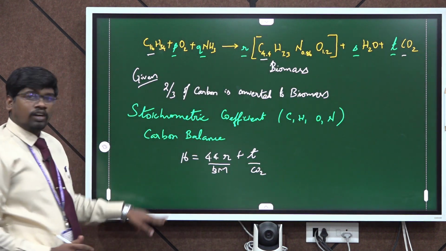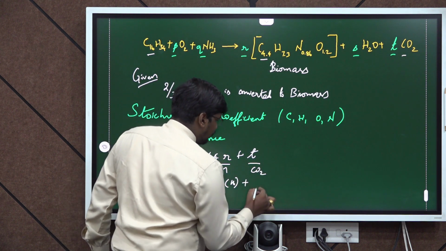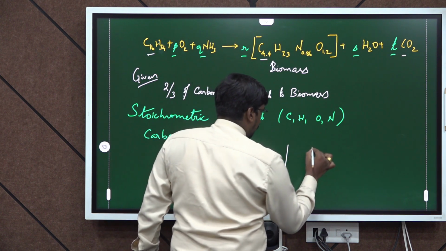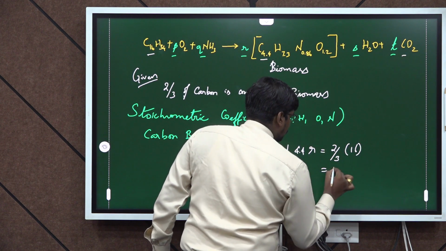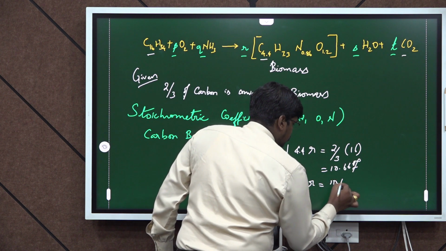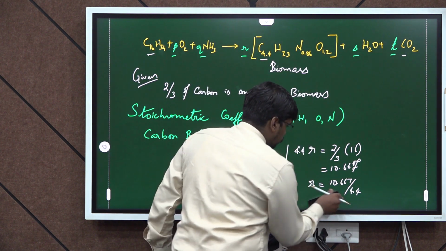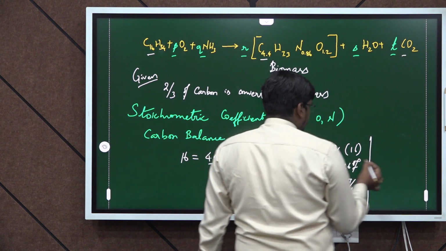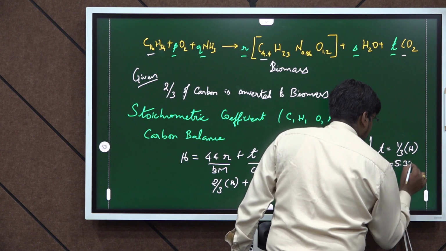We know that 2/3 of the carbon is converted to biomass. So this biomass will account to 2/3 of 16 and this carbon dioxide will account to 1/3 of 16. So we can write this equation in the manner 4.4 R is equal to 2/3 of 16, which will give us 10.667. If we calculate R from here, 10.667 divided by 4.4 will equal 2.4242. The remaining 1/3 of the carbon is present in T, so T is equal to 1/3 into 16, which will account to 5.33.